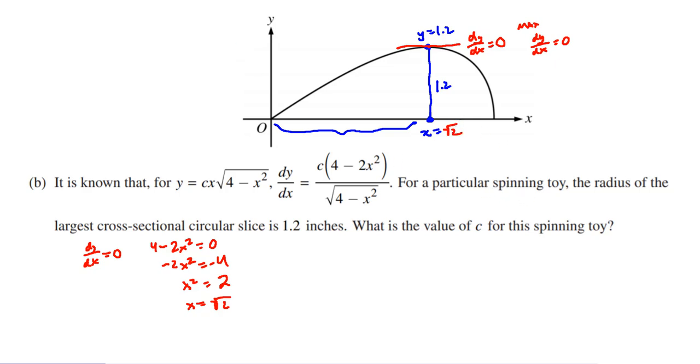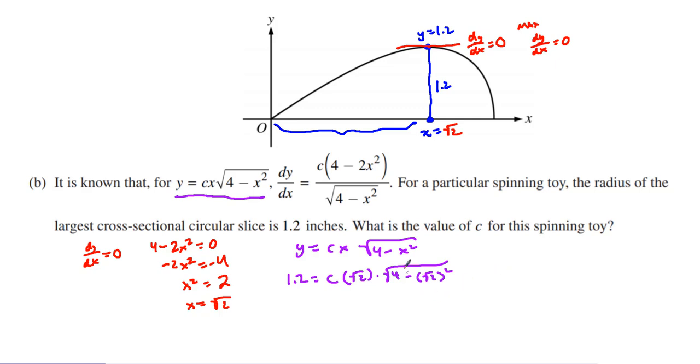Now, what am I going to do? I want to find out what the c value is. I know y in this function right here. Okay, so I'm going to use a different color. I'm going to use purple here. In this function right here, I know y equals cx times the square root of 4 minus x squared. I know y is 1.2. I don't know what c is, that's what I'm trying to find. I know x is the square root of 2. I know the square root of 4 minus the square root of 2 squared.